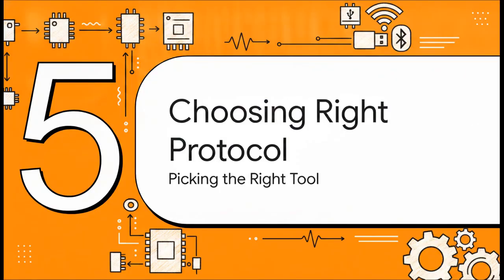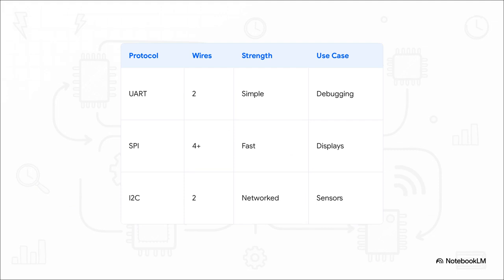All right, wrapping things up with Section 5, choosing the right protocol. And this brilliantly illustrates our 3 contestants side by side. Seeing them like this proves a very common beginner mistake. There is no universally better protocol. It is entirely about picking the right tool for the job. UART is for simple point-to-point stuff, SPI is for blistering speed, and I2C is for dense sensor networks.